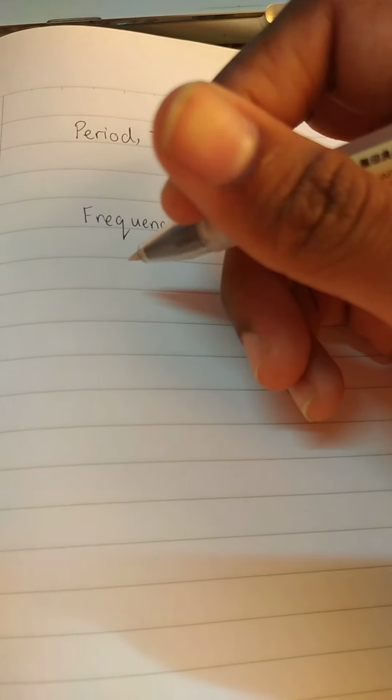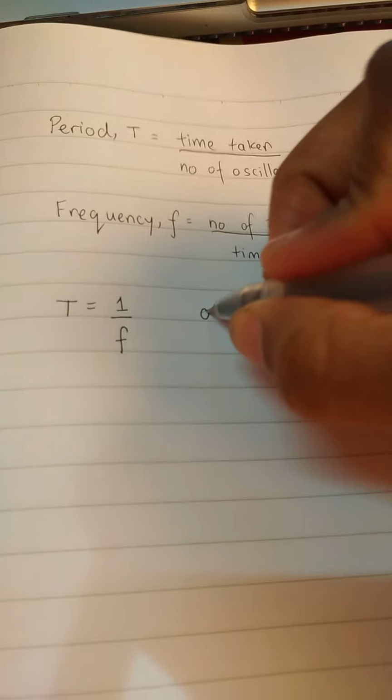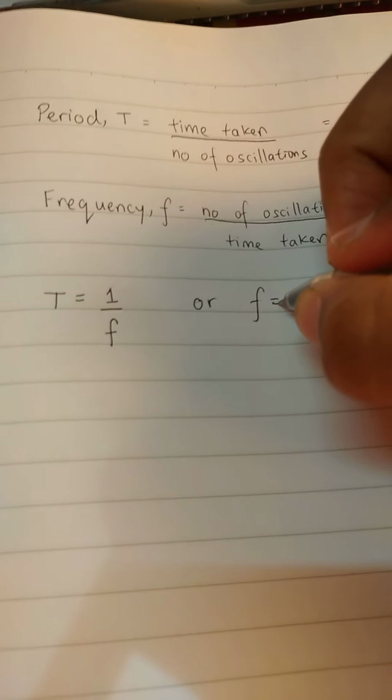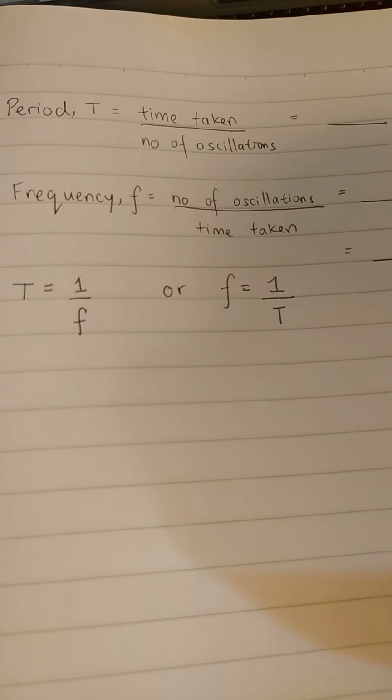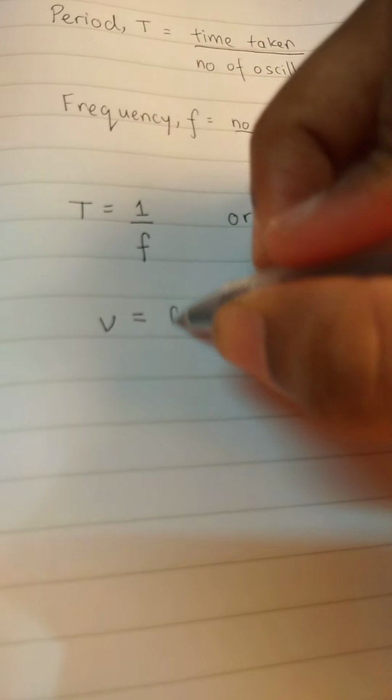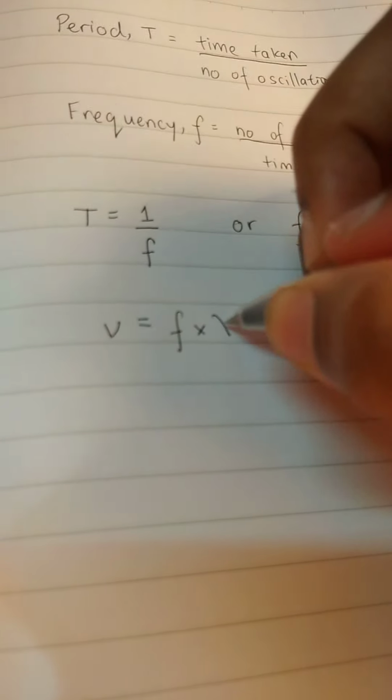Because these two are opposite of each other, there's a new formula that they found out is easier to remember in case they give you frequency and you must find period, or they give you period and you must find frequency. So what's that formula? T equals 1 divided by frequency. Or frequency equals 1 divided by period T. Okay. Then you also learn the formula that the speed of the wave, V, equals frequency times wavelength.